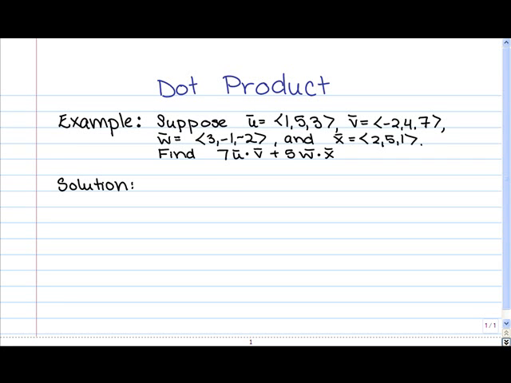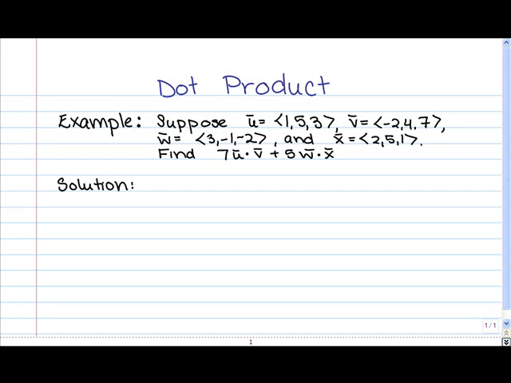In this video, we're going to have a look at how to compute the dot product of two vectors. Specifically here, you're given four vectors: u, which is (1, 5, 3), v, which is (-2, 4, 7), w, which is (3, -1, -2), and x, which is (2, 5, 1). And you're asked to find 7 times u dotted with v plus 5 times w dotted with x.